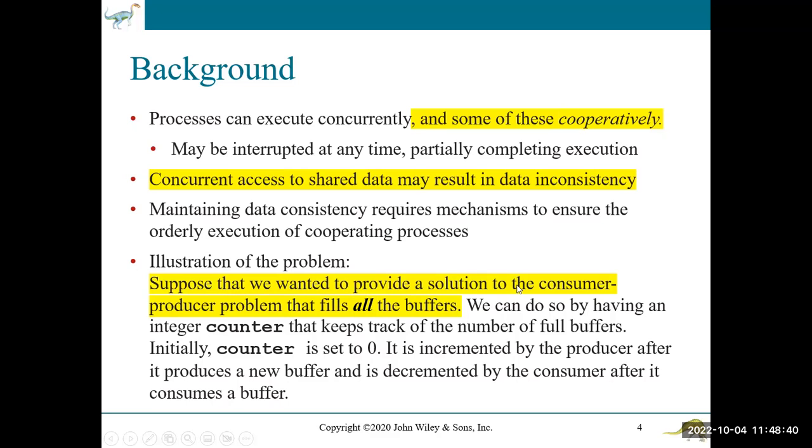Suppose you want to provide a solution to the producer-consumer problem that fills all the buffers. We can do so by having an integer counter that keeps track of the number of full buffers. Initially, the counter is set to 0. It is incremented by the producer after it produces a new buffer, and is decremented by the consumer after it consumes a buffer.